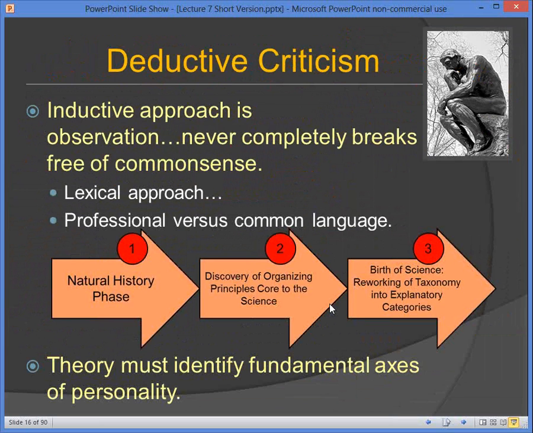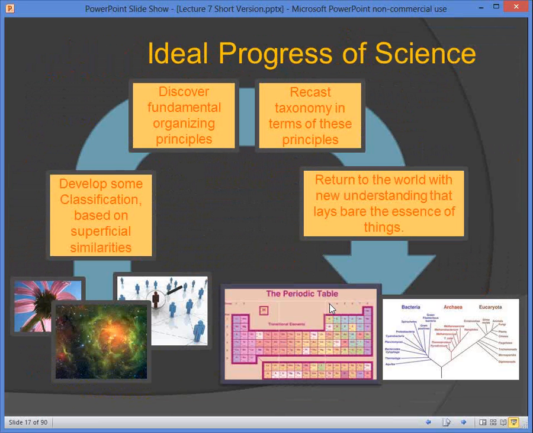The people who are into a strongly theoretical approach would say that in the evolution of science, science involves the creation of a scientific or professional language. And after you've studied the domain, somehow some genius in the field has to come up with the core organizing principles, and then the taxonomy tends to be reborn in terms of these organizing principles. If you look at the history of sciences, we've seen this over and over again.